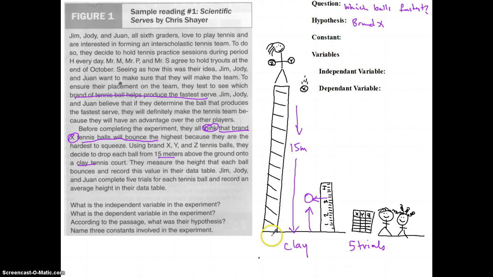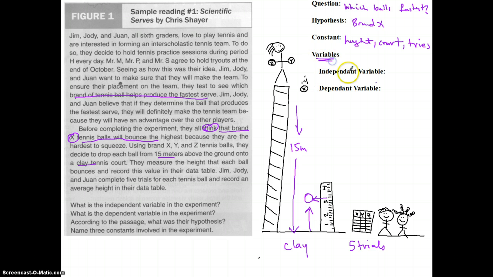So to me, the things that are kept constant would be the height, the court, and the tries. There are other things in here as well, but those are the 3 that most stick out to me.